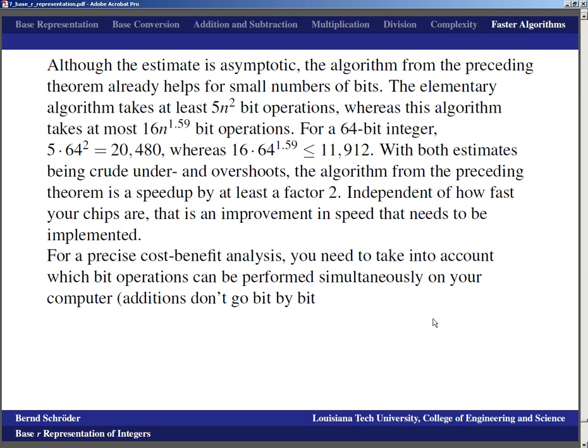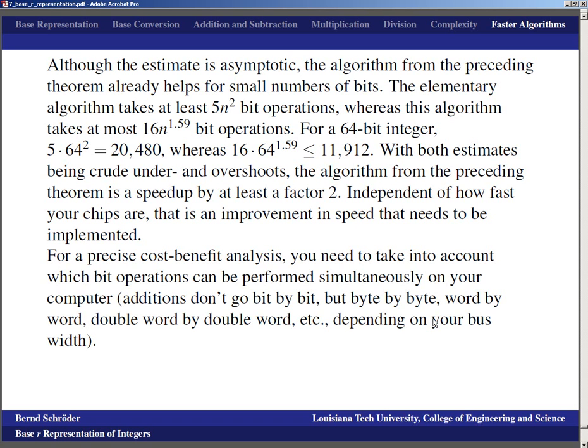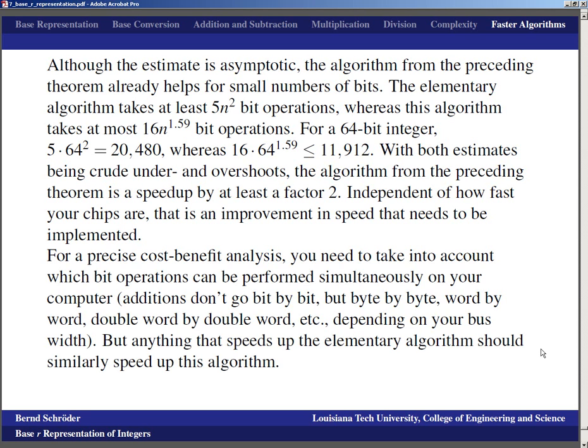Alright, and that's because additions don't go bit by bit, but byte by byte, word by word, or double word by double word, and you've got to take that into account. And it always ultimately depends on your bus width in your processors, which with current operating systems, at least on PCs, is 64 bits, and that's also the processors that people use in supercomputers. Okay, but anything that speeds up the elementary algorithm, as I said, should similarly speed up an algorithm on a bigger machine.